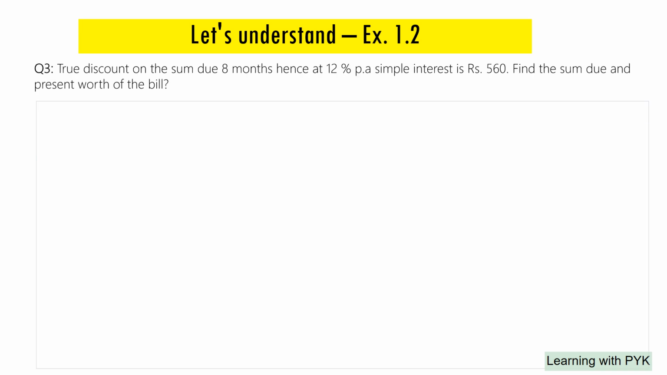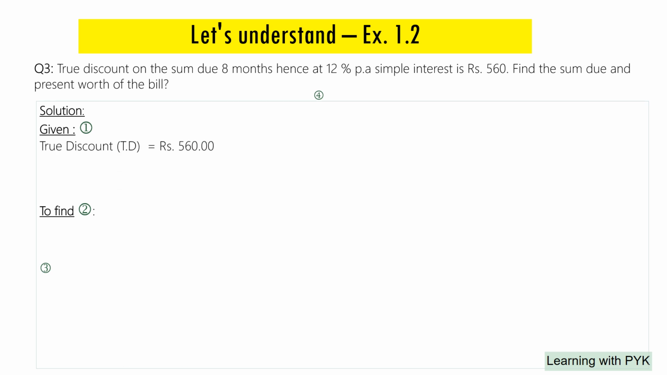Let's understand question number 3. True discount on the sum due 8 months hence at 12% per annum simple interest is 560 rupees. Find the sum due and the present worth of the bill. Solution given. To find actual solution and the answer.